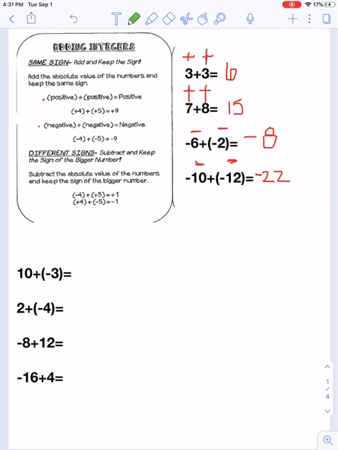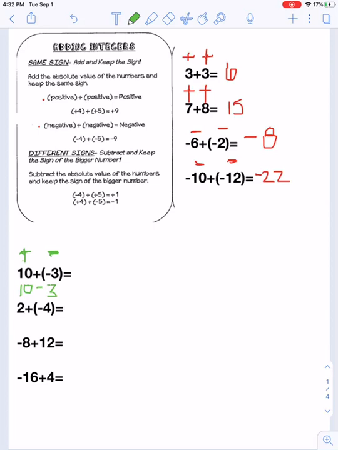So for example, 10 plus negative 3. The first thing I'm going to do is label my signs. I have a positive 10 and I have a negative 3. Yes, I have different signs. I have a positive and I have a negative. Therefore, I need to first subtract. So my first thing I'm going to do is pretend that these are both positive at this point. I'm going to take the absolute value of each of them. So the absolute value of 10 would be 10. And I'm going to subtract it from the absolute value of negative 3, which would be 3.